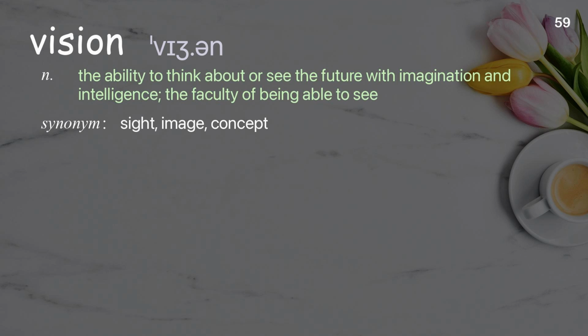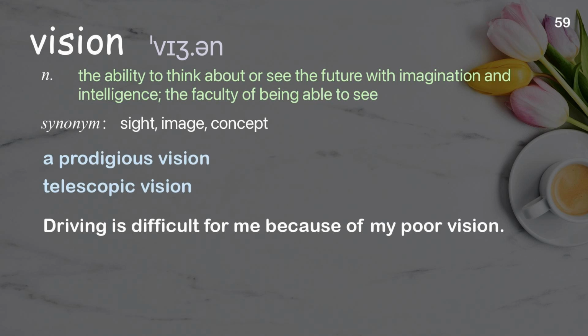Vision. The ability to think about or see the future with imagination and intelligence, the faculty of being able to see. Examples: A prodigious vision. Telescopic vision. Driving is difficult for me because of my poor vision.